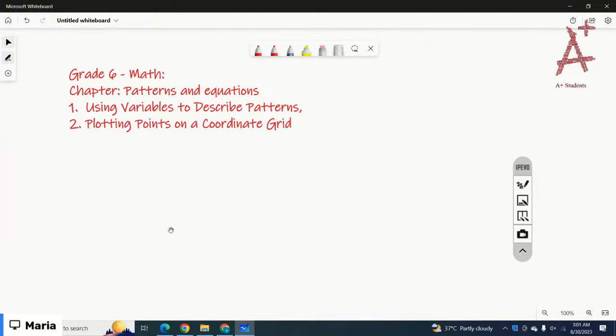So we're working on the book Pearson Math Makes Sense grade 6, and the chapter we're working on is chapter number 1, that is patterns and equations. The lessons we're going to cover from the chapter are using variables to describe patterns and plotting points on a coordinate grid. So let's just start with the lesson.